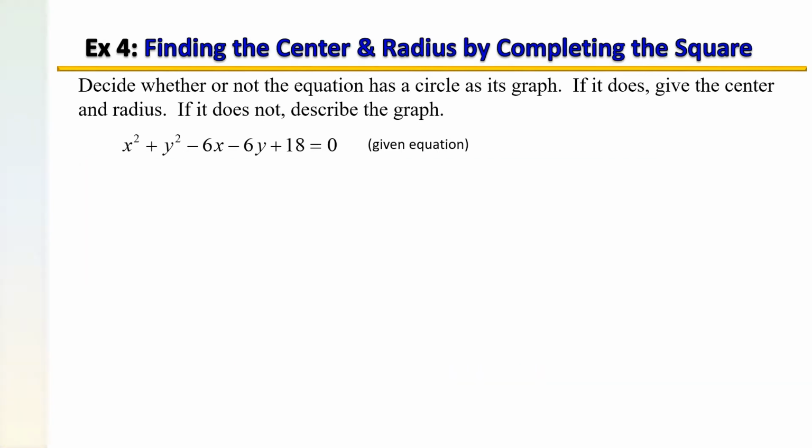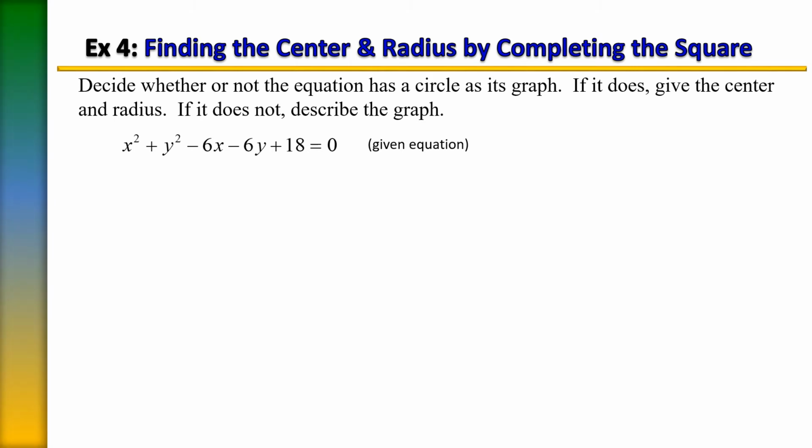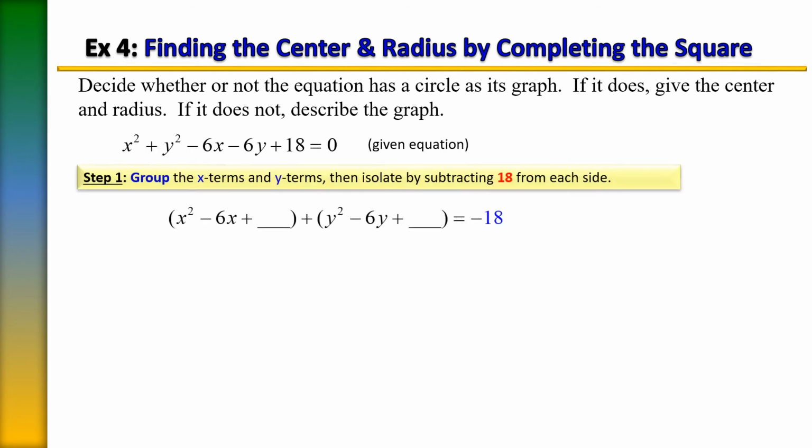In this example, we're asked to decide whether or not the equation has a circle as its graph. If it does, give the center and radius. If it does not, describe the graph. So here we're given the general form of the equation. And recall, in order for you to get it in equation of a circle form, you have to group your x's, group your y's, and move the constant term on the right side. So let's go ahead and proceed with that step of grouping our x and y terms.